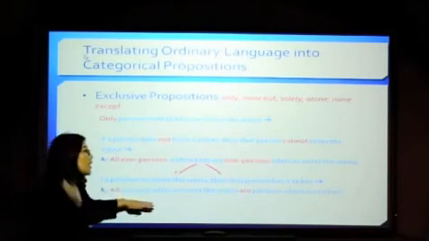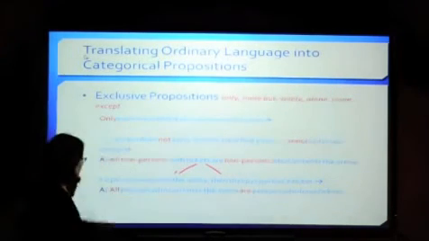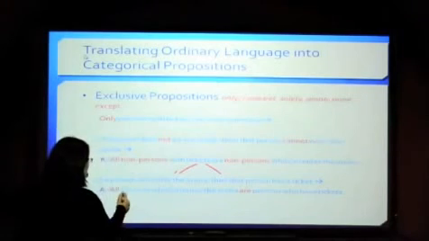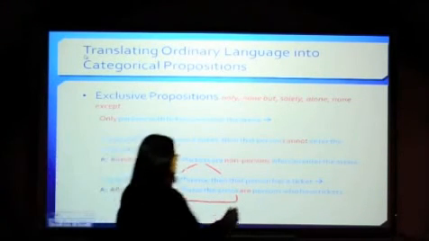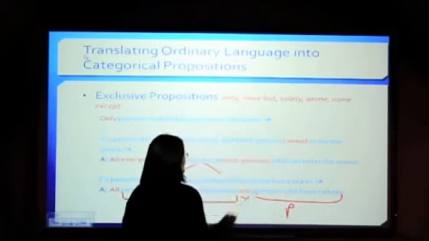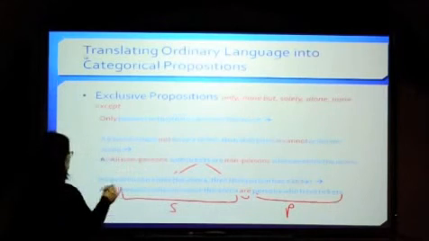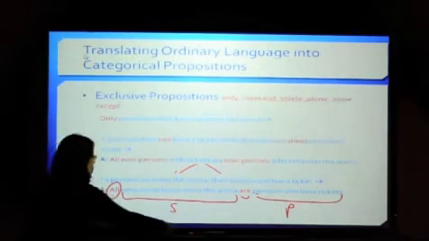All persons who can enter the arena are persons who have tickets. Now notice how here we have persons who can enter the arena as the subject term and persons who have tickets as the predicate term. Then we have are as the copula and all as the quantifier.